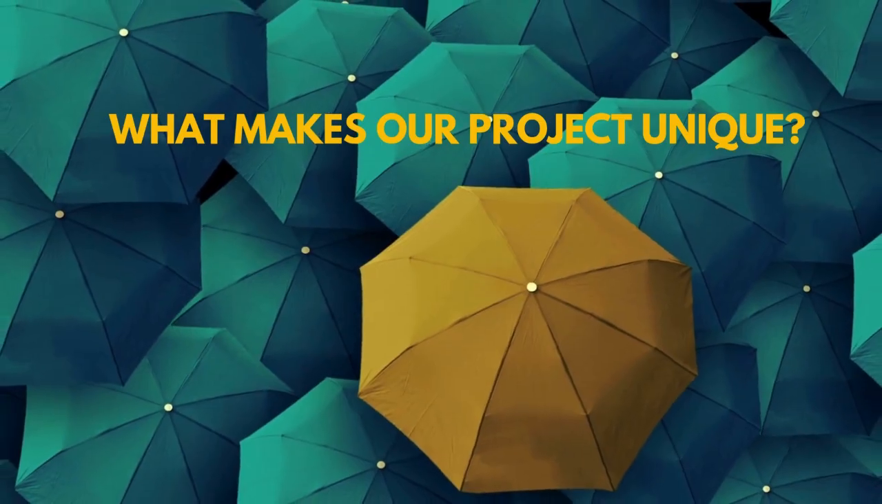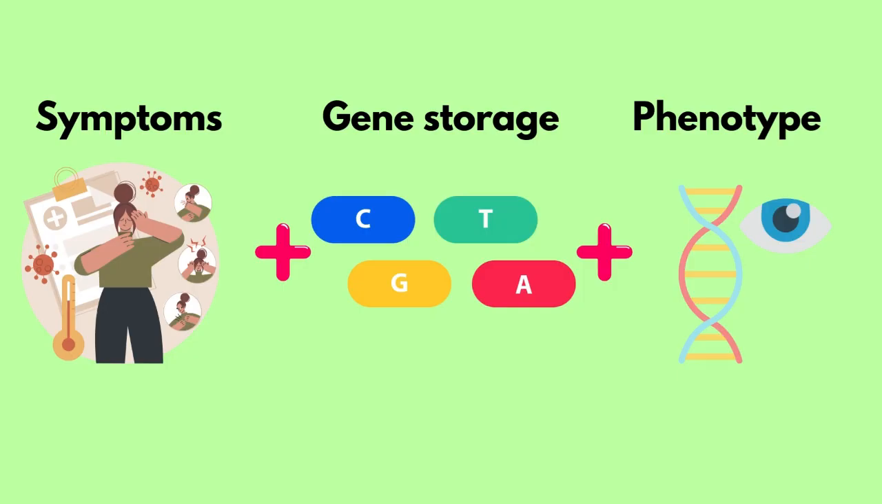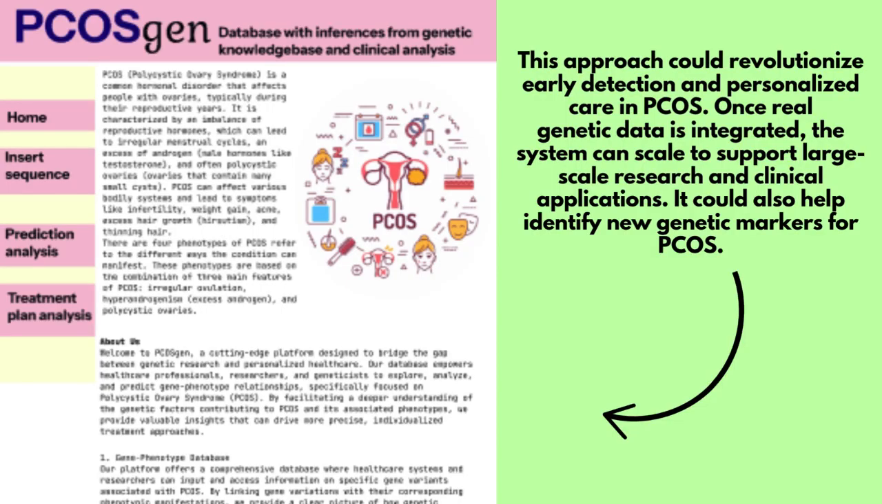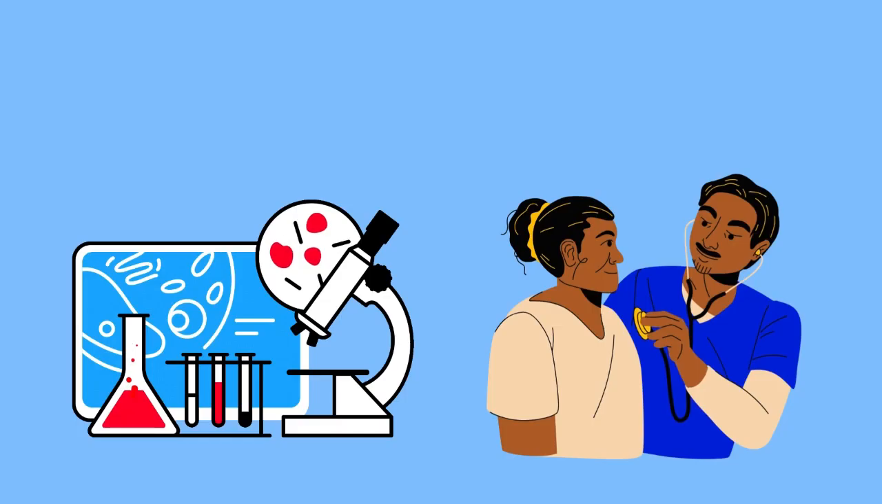What makes this project unique is that it combines symptom-based classification, gene sequence storage, and phenotype prediction in one system. By focusing on PCOS-specific gene variants, we eliminate the need for comparisons with normal gene sequences, making the analysis more efficient and relevant. This approach could revolutionize early detection and personalized care in PCOS. Once real genetic data is integrated, the system can scale to support large-scale research and clinical applications. It could also help identify new genetic markers for PCOS.